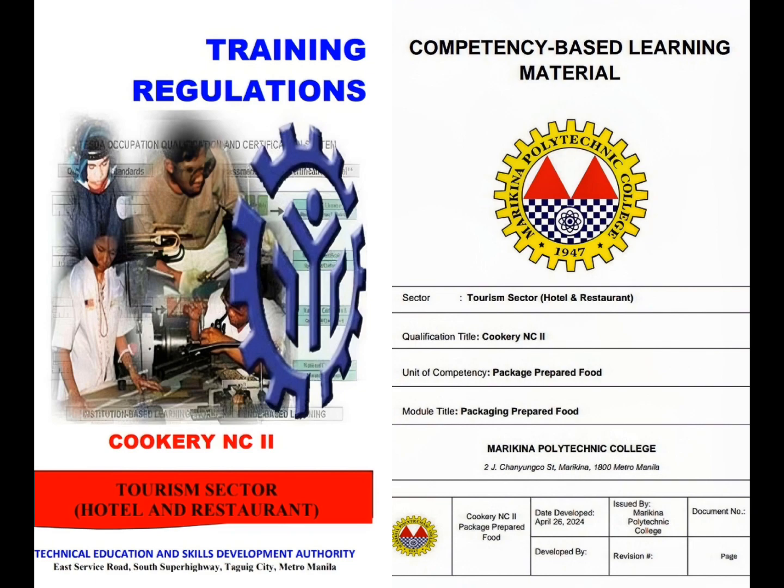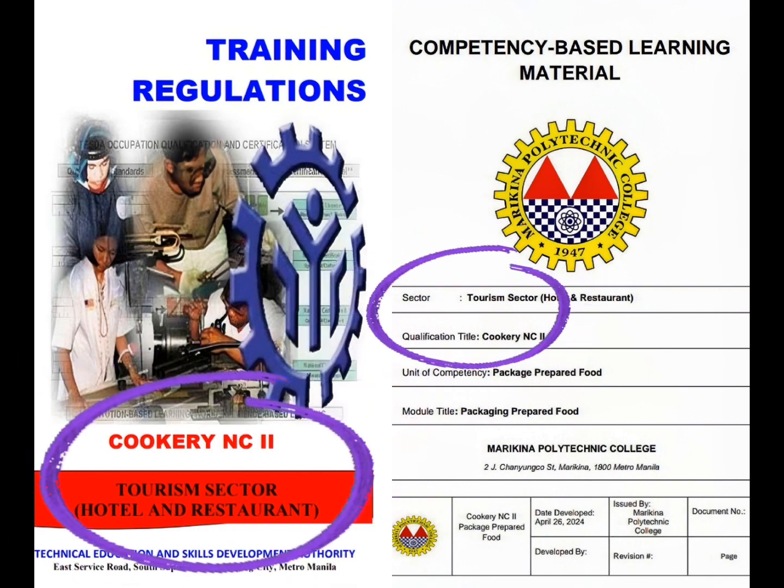For the front page, there are two front pages here. On the left side is from the TR and the right side is our CBLM. So where do we get the sector and the qualification title? Both sector and qualification title are from the front page of TR that are encircled here. The sector is the tourism sector, hotel and restaurant, and the qualification is the cookery.